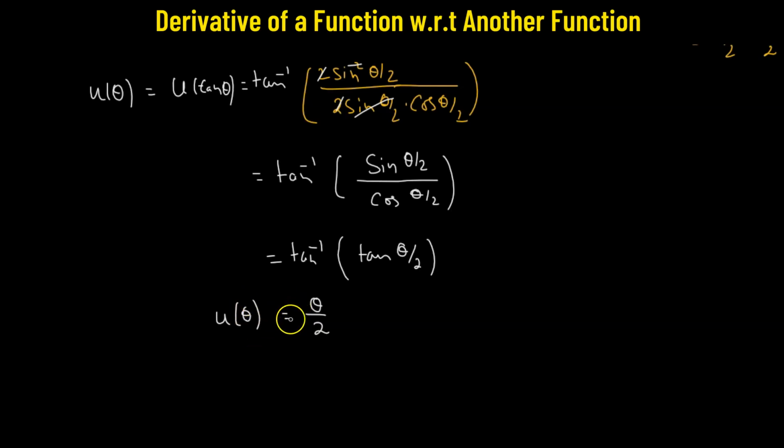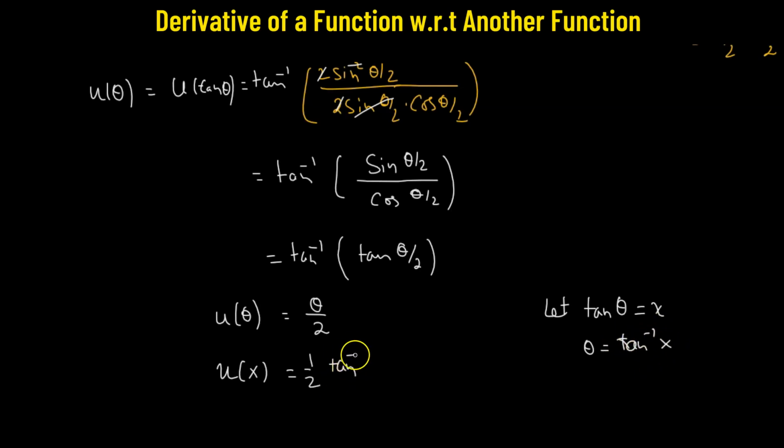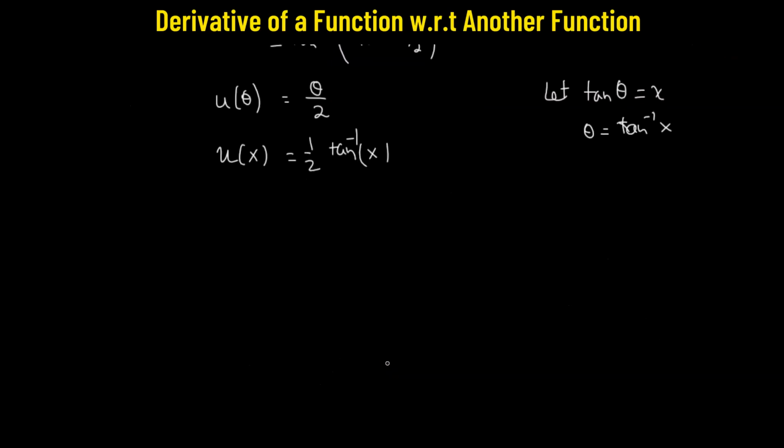Now coming back to our original x, we have u of x given by a half theta. We considered that tangent of theta is equal to x, so theta will be equal to tangent inverse of x. So u of x now simplifies to half of tangent inverse of x. Now we can simply take its derivative with respect to x.